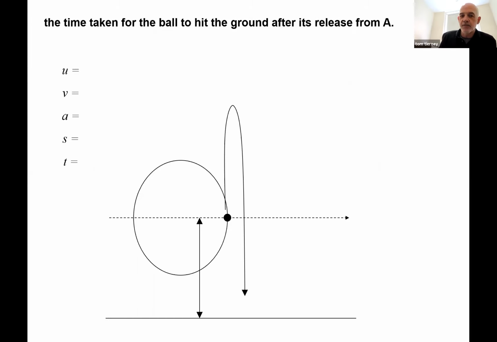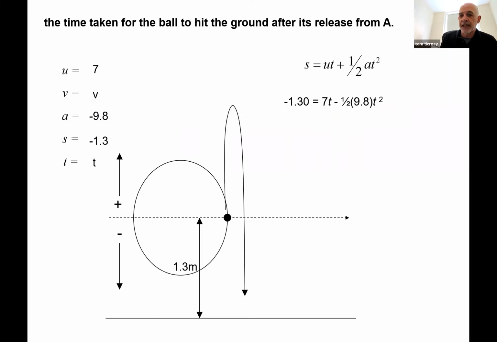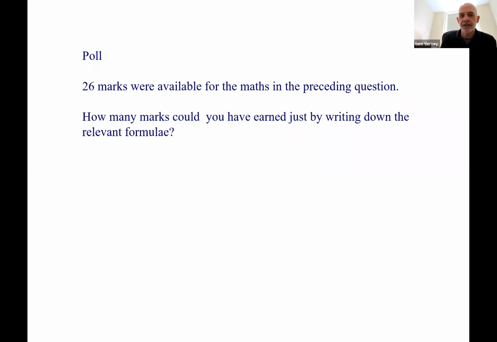How long did it take? Well, another equations of motion question. I'll skip across that one. Just that's the S equals UT plus a half AT squared. You get 1.59 seconds to hit the ground.